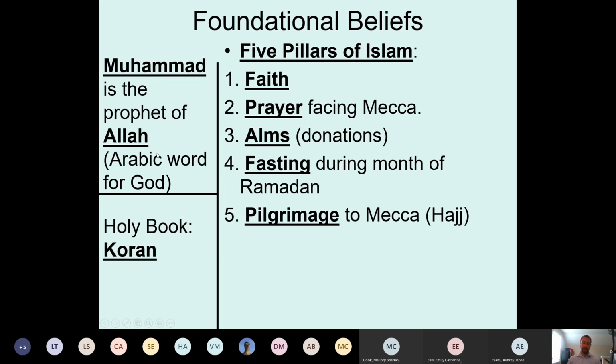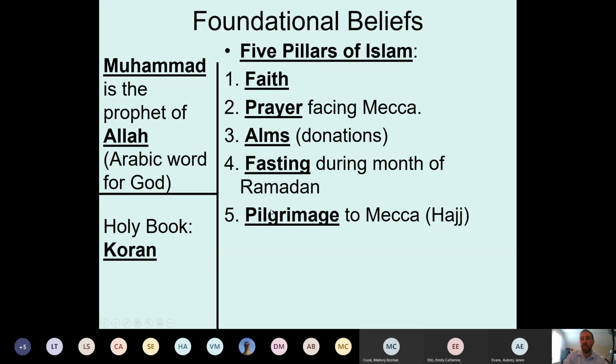And the Muslims believe that this was the final revelation of God. So they believe that Jesus was a prophet who was around, but Muhammad is the final prophet, right? So this is the core belief. Their holy book is called the Quran. Sometimes you see it spelled with a Q, but same book.